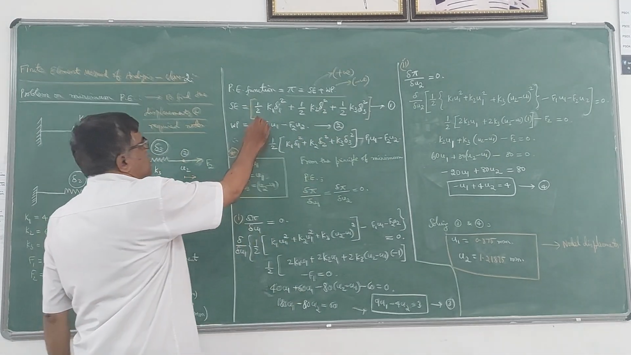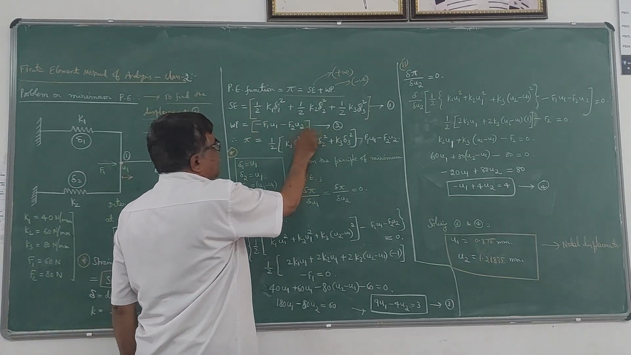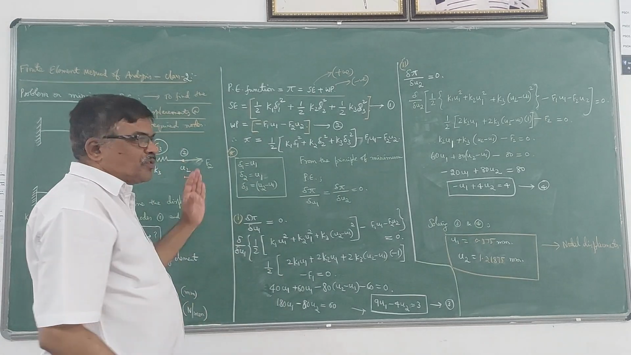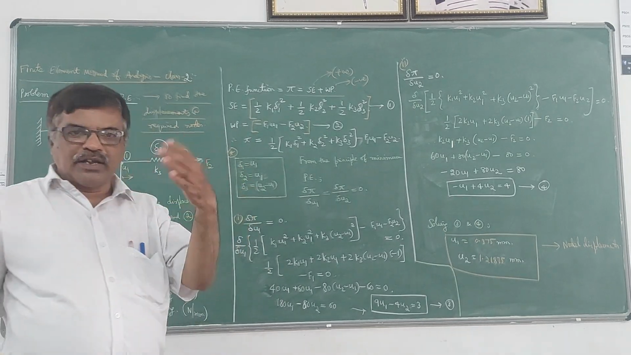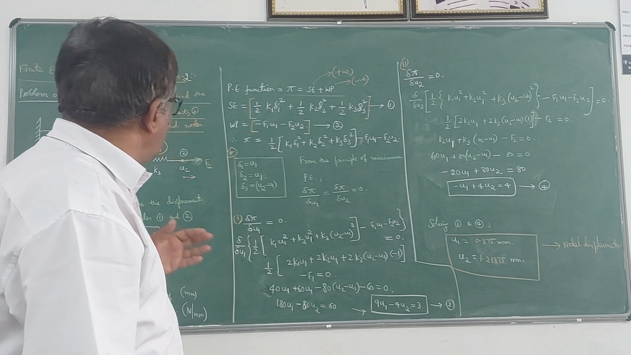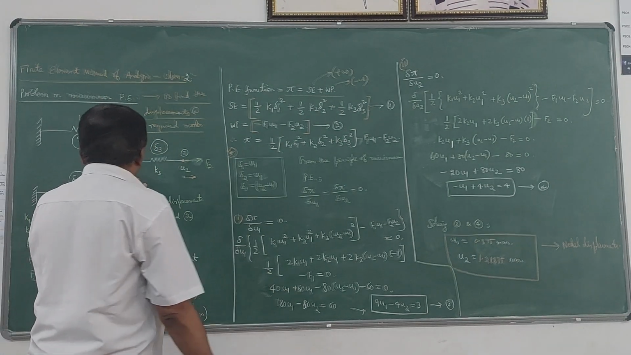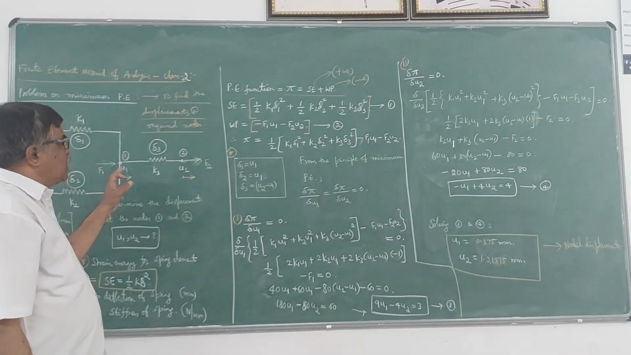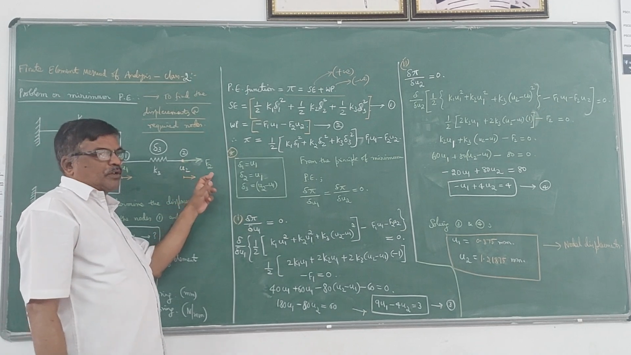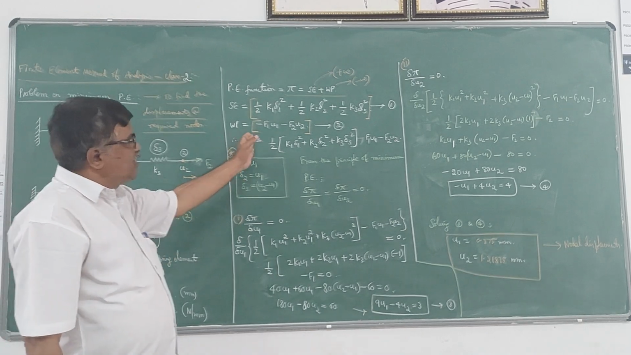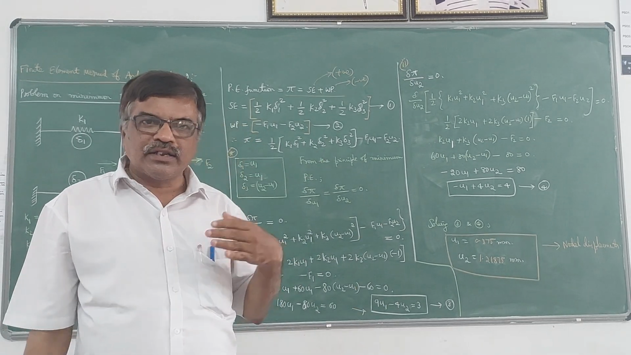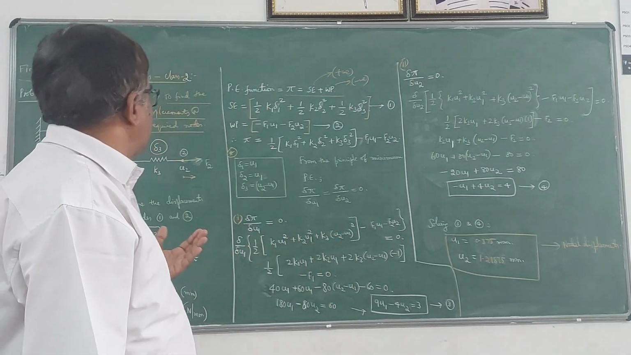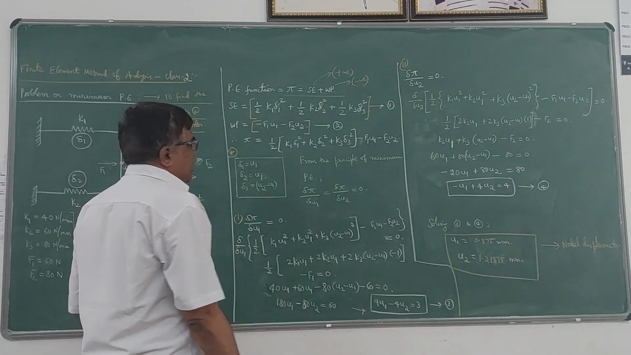Coming to the work potential, since it is of opposite nature, it is negative. So force into displacement, that is the work done. So at node 1, U1 is the displacement due to force F1. At node 2, U2 is the displacement due to force F2. So since we have to take negative sign, minus F1 U1 minus F2 U2 becomes the work potential expression.